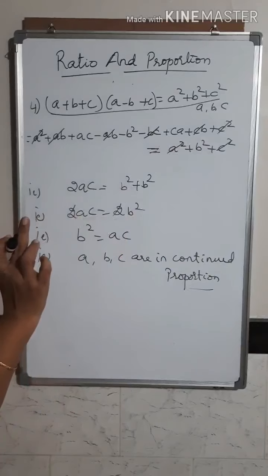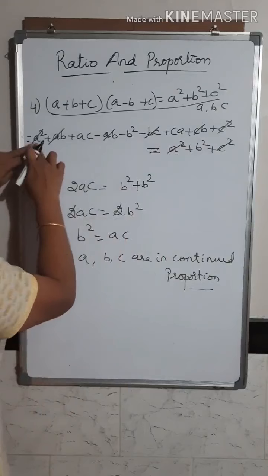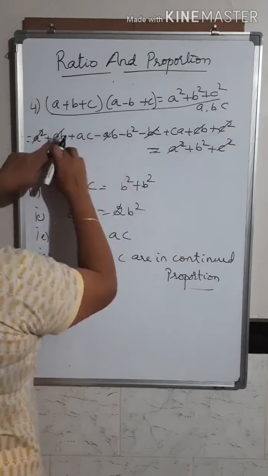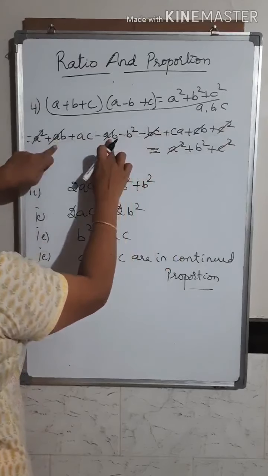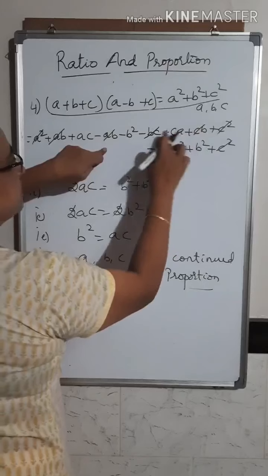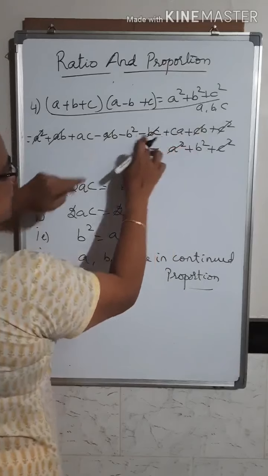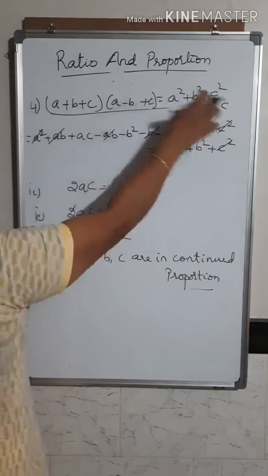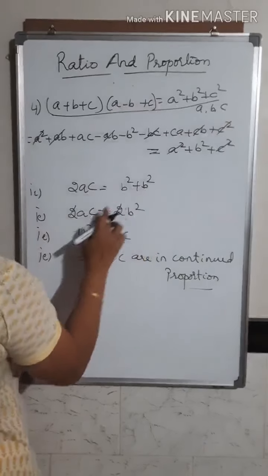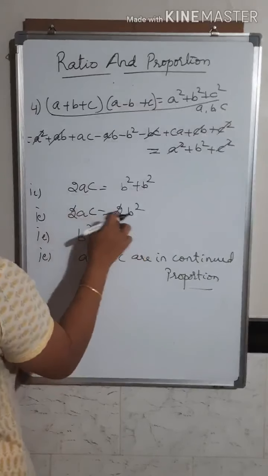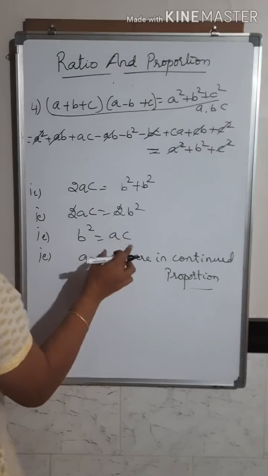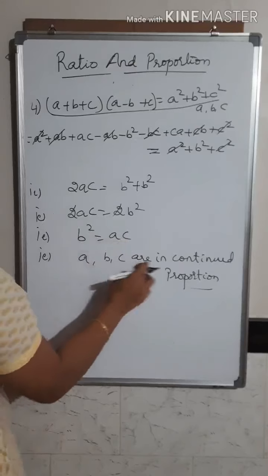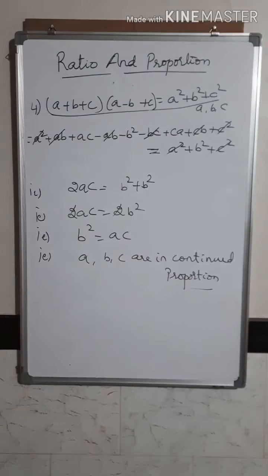Same terms with opposite signs can be cancelled. So A square gets cancelled, C square and C square get cancelled, plus AB minus AB gets cancelled, plus BC minus BC gets cancelled. So here AC plus AC is 2AC. And this B square I have taken to the other side, I get B square plus B square. So 2AC is equal to 2B square, cancel 2, you get B square is equal to AC. From the definition of continued proportion, if B square is equal to AC, A, B, C are in continued proportion. So that completes the exercise.